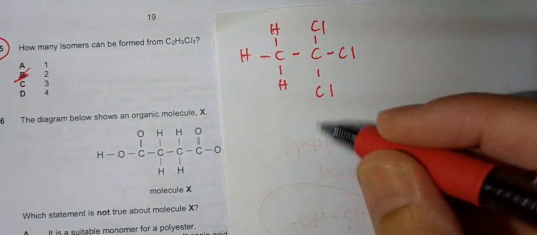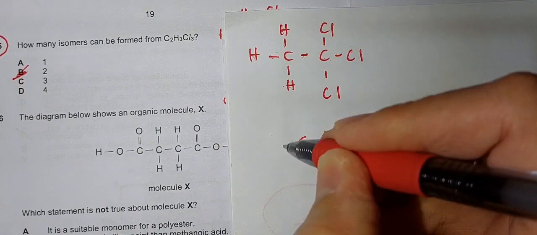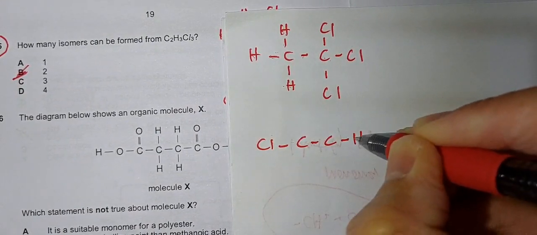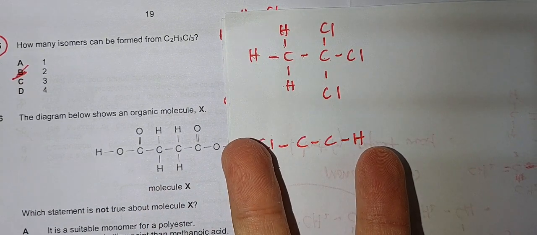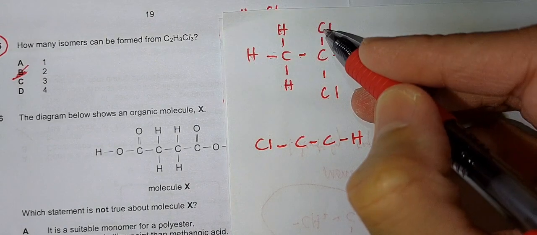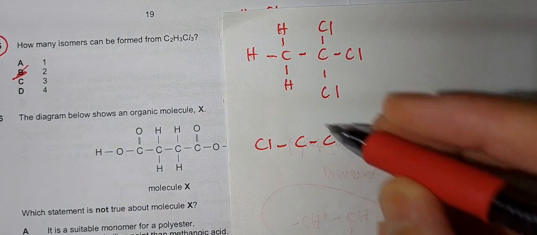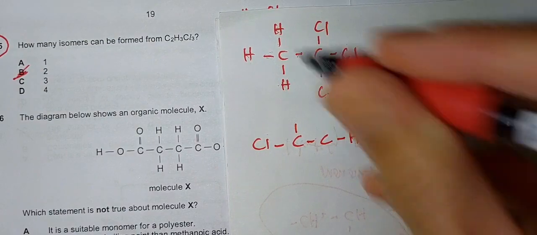So we can actually swap them around. So what if I swap this chlorine to here? Okay, actually this one is the same, because I can always turn it around, then it becomes like this. Okay, how about this chlorine? This chlorine here, I can swap around. Maybe I will swap this chlorine with this hydrogen.